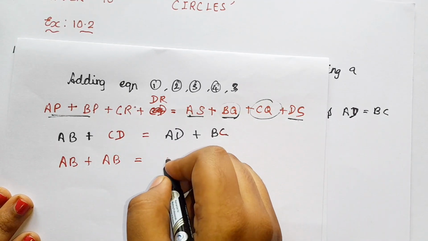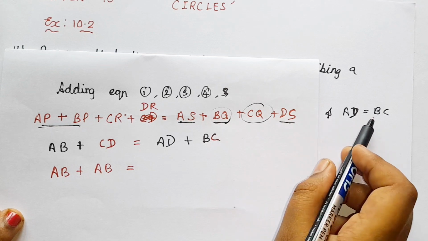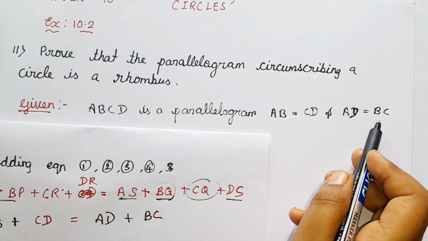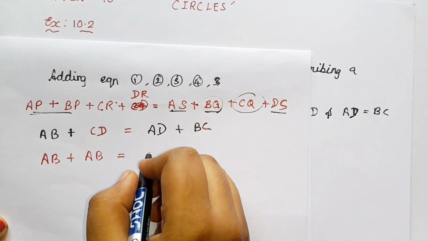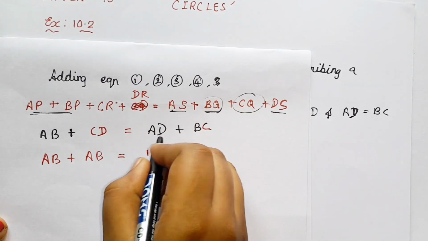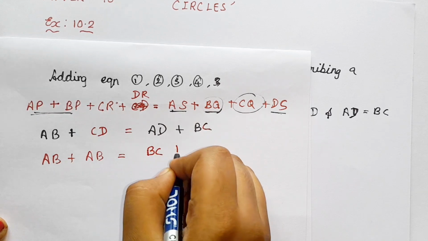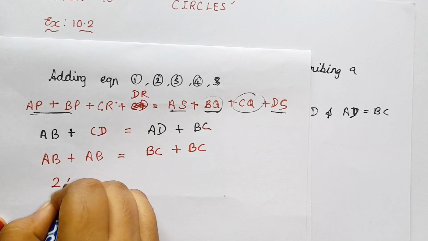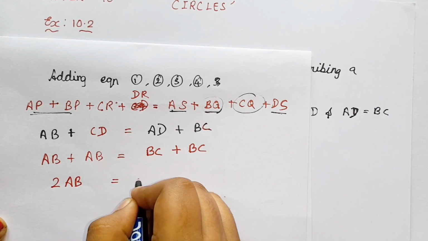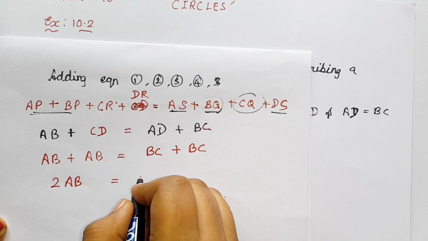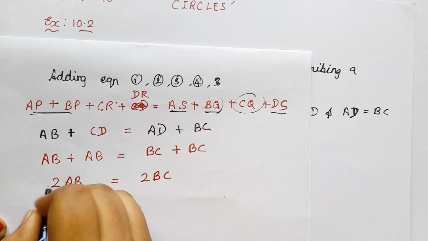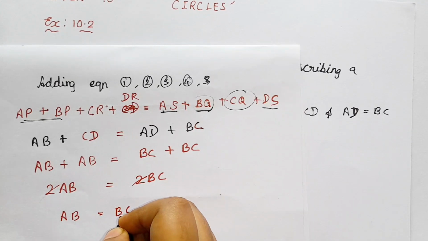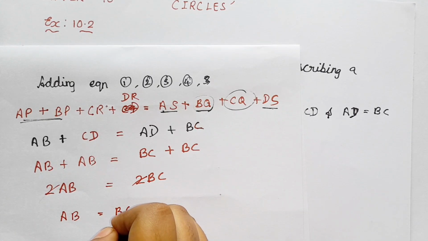Okay, so here I can write instead of AD, I can write BC. Why? Because in the starting we showed that AD is equal to BC, right? So in the place of AD we can actually write BC, and then plus this BC as it is. So AB plus AB is 2AB and is equal to BC plus BC is 2BC. So cancel. So AB is equal to BC. Okay, so this is what you are supposed to prove, isn't it?